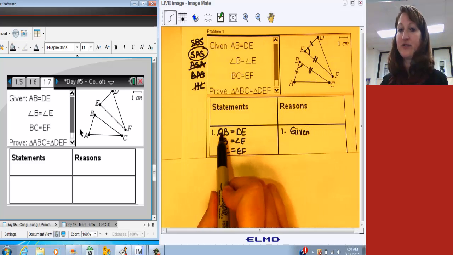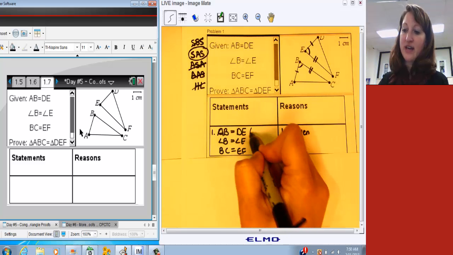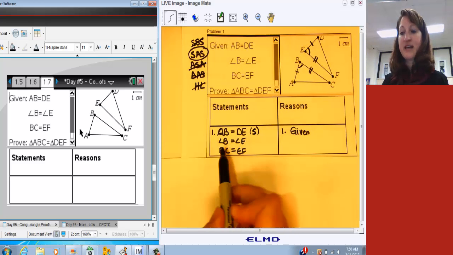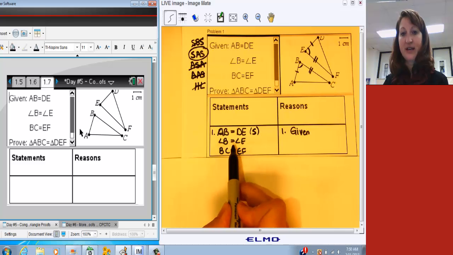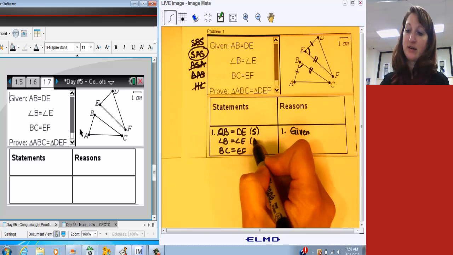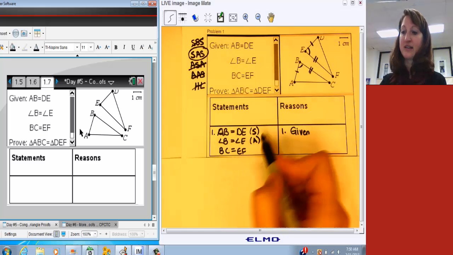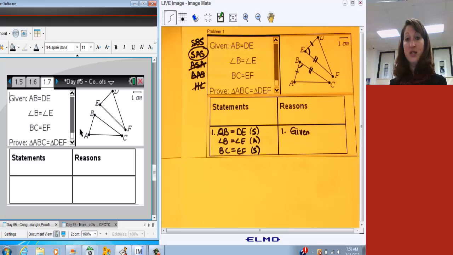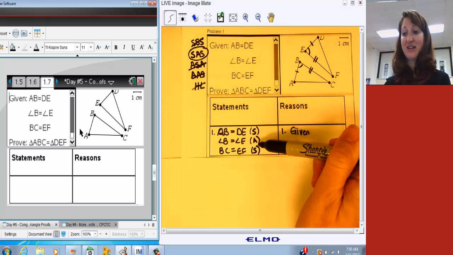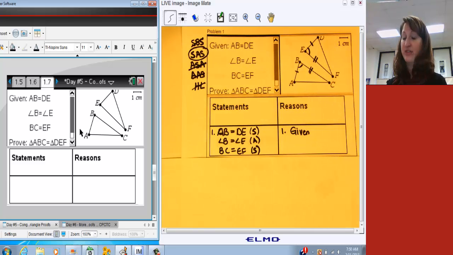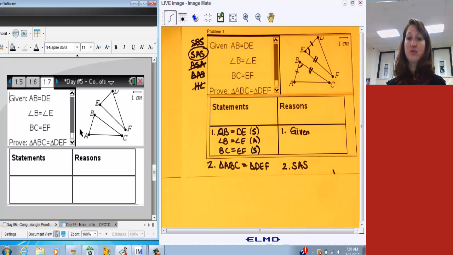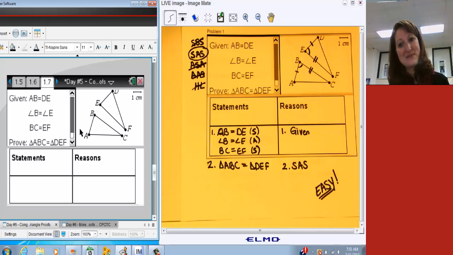So this first statement right here is a pair of sides. This second statement right here has an equal sign. That's a pair of angles. And my third statement right here is another pair of sides. So if I'm trying to use a method called side, angle, side, I have to have those three things in my proof. Then I can say that the triangles are congruent, and my reason is side, angle, side. Alright, so again, that one was probably too easy. So let's take a look at the second one.